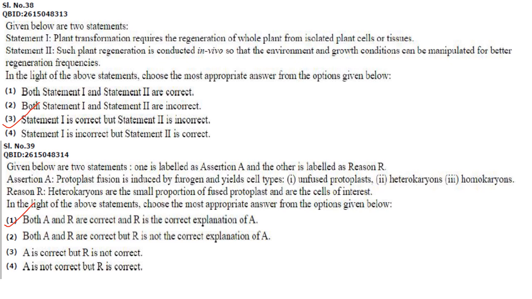One is labeled as assertion and the other is labeled as reason. Assertion: protoplast fusion is induced by fusogen and yields cell types: unfused protoplast, heterokaryons and homokaryons. Correct. Reason: heterokaryons are small portions of fused protoplast and are the cells of interest. Yes. So both A and R are correct and R is the correct explanation of A.